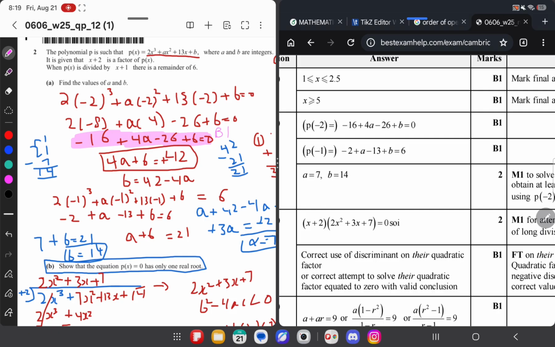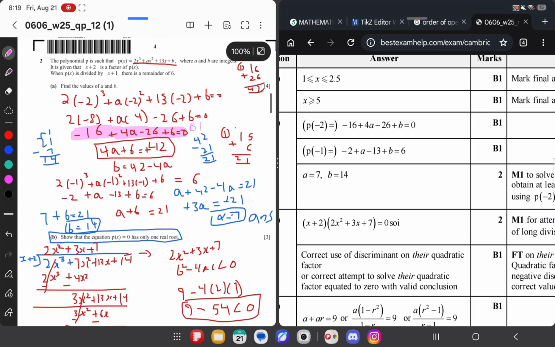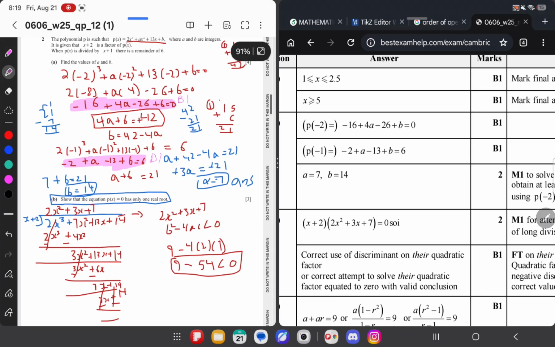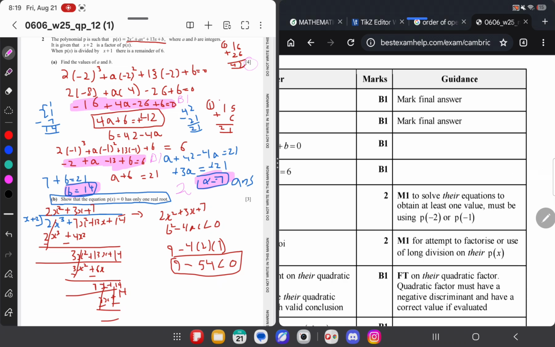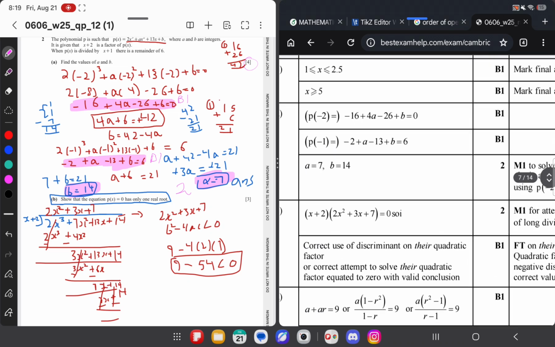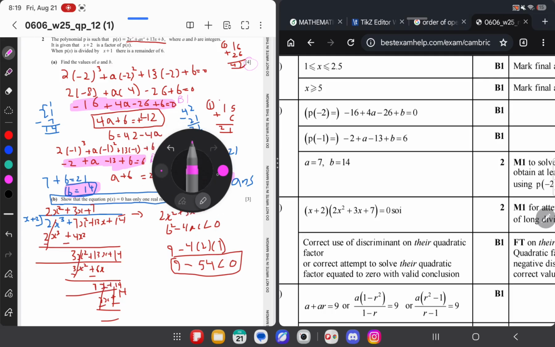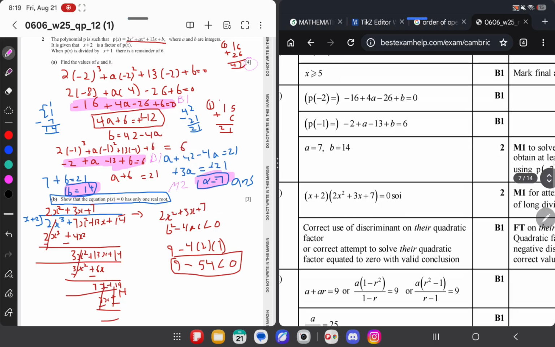P of -1 meaning -2 plus A minus 18 plus B. -2 plus is equals to 6. Okay, this is B1 also. Okay, and what do we get? A is equals to 7. Where is it? A is equals to 7, B is equals to 14. Okay, this is 2 marks. So 4 marks overall. Solve for the equations obtained as at least one value must be using P2. Like so, technically M2 method 2 marks.